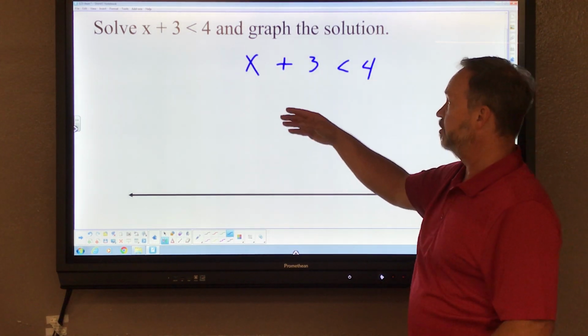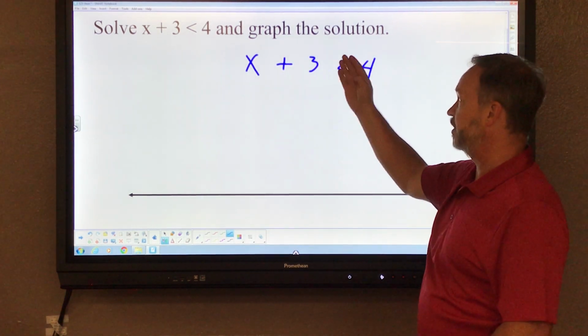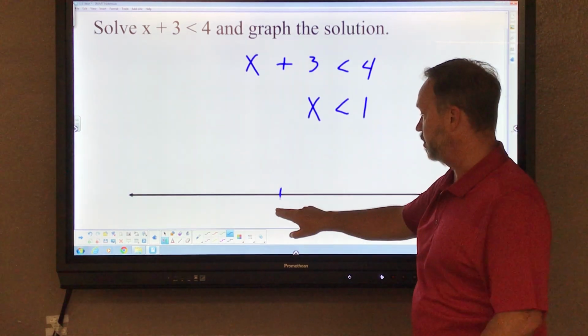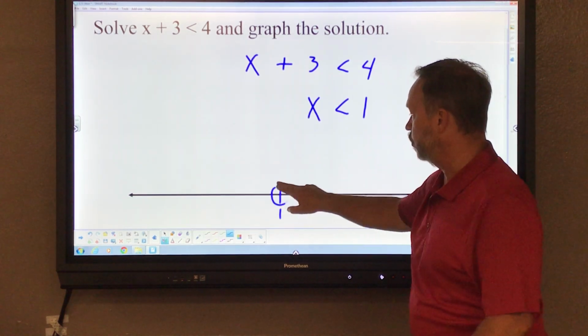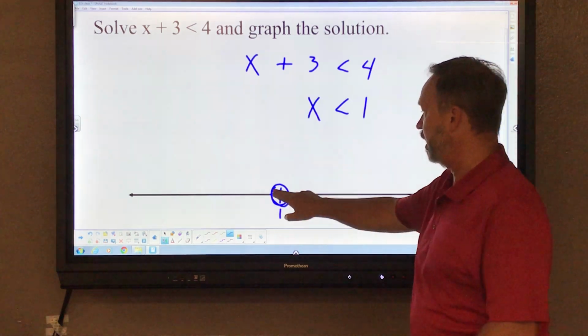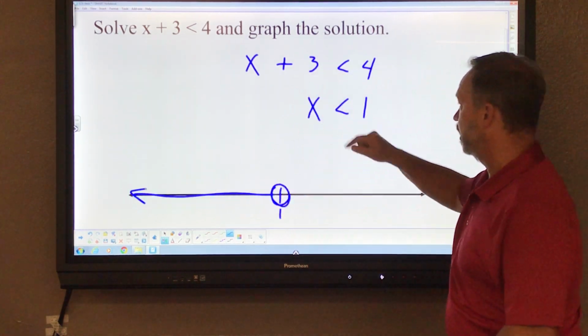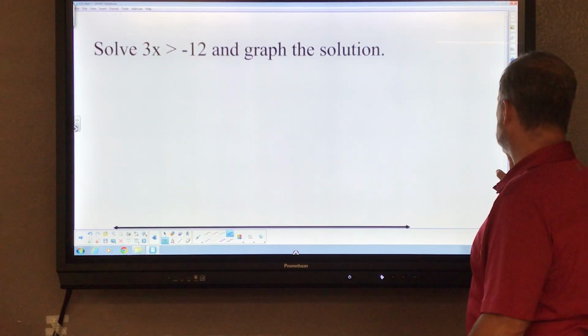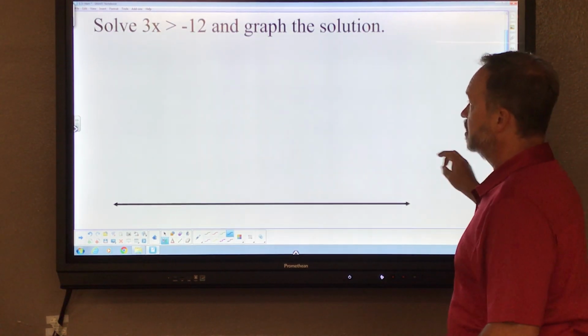So here, we would want the x by itself, get rid of the 3, so we subtract 3 from both sides, and we have this. So here's our important number. We are not filled in, and we're shaded off in the left direction. Very easy stuff, no problem.